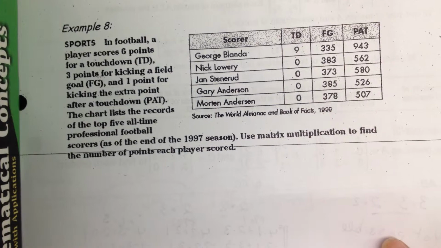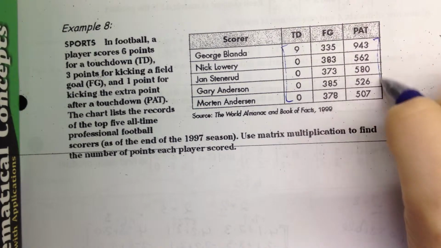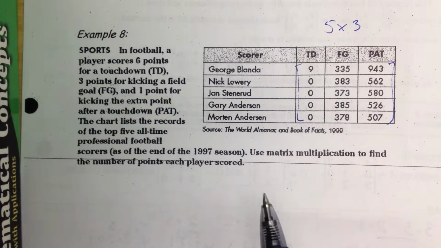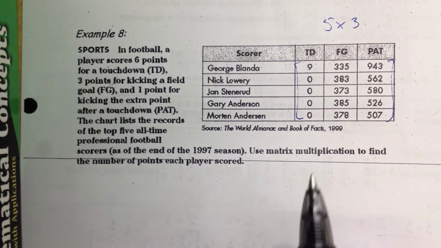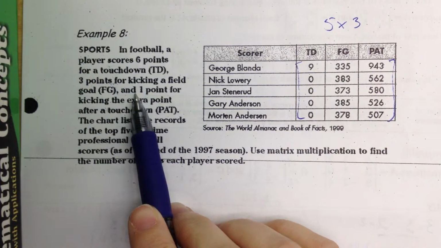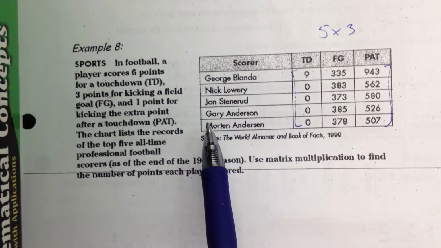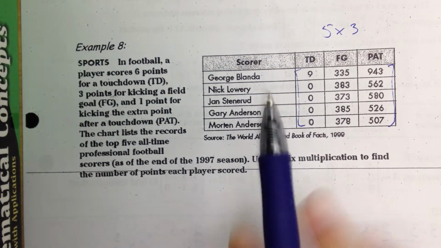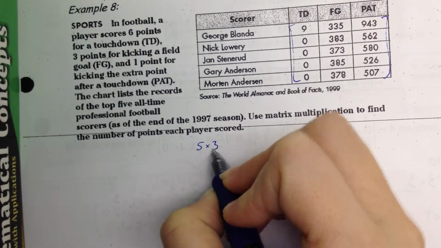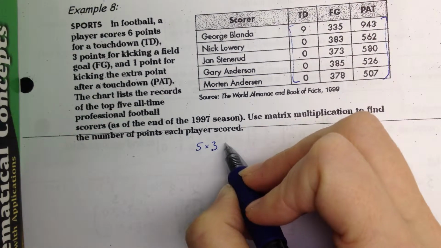Last thing is a real-world example of matrix multiplication. This is a 5x3 matrix of touchdowns, field goals, and point after touchdown. And then they give you the points for each and want you to find the result. So you might, doing it by hand, you wouldn't really think about this particularly, but I mean sort of commonsensically, without going into the matrices.